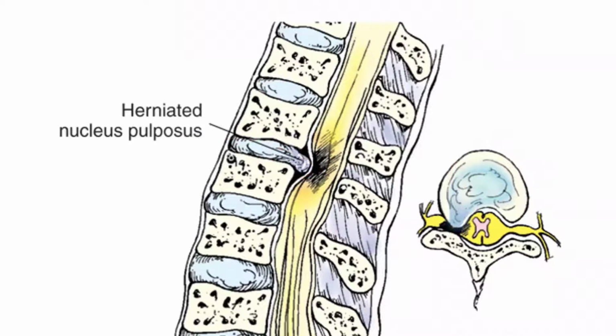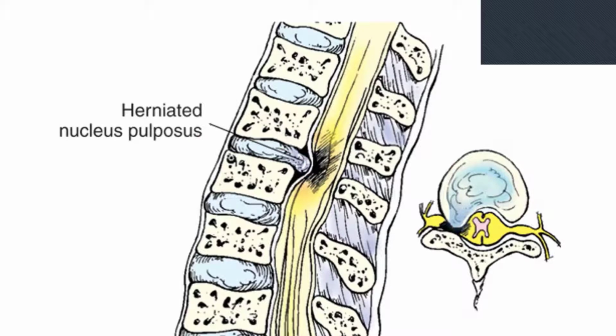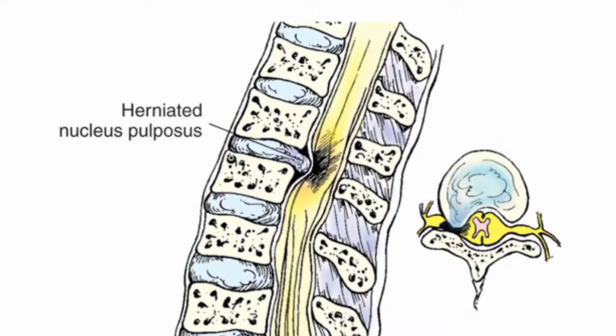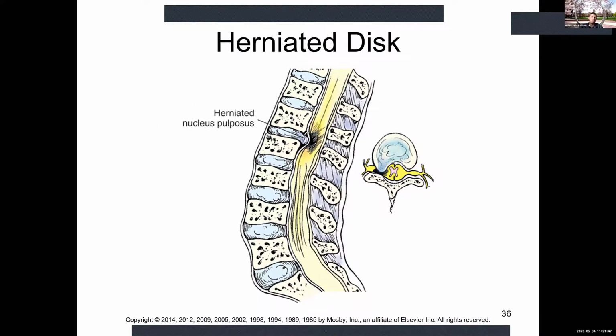And so that causes some major pain issue, usually wherever that nerve is innervating. So a lot of times it's in your lower back, and it innervates your lower extremities. And so you might have leg pain or leg numbness because of a slipped disc or a bulging disc or a herniated disc. All of those terms are commonly used.